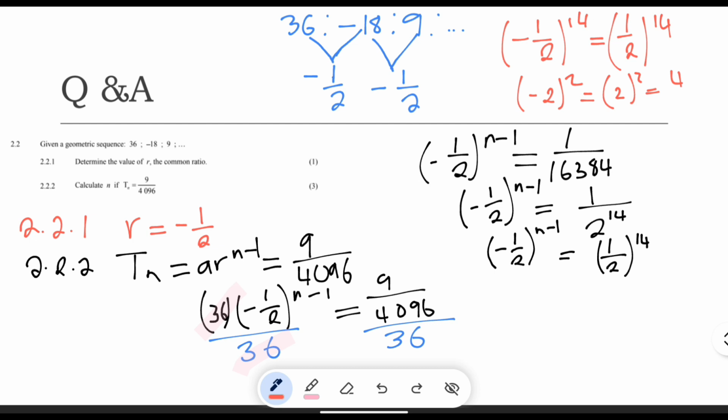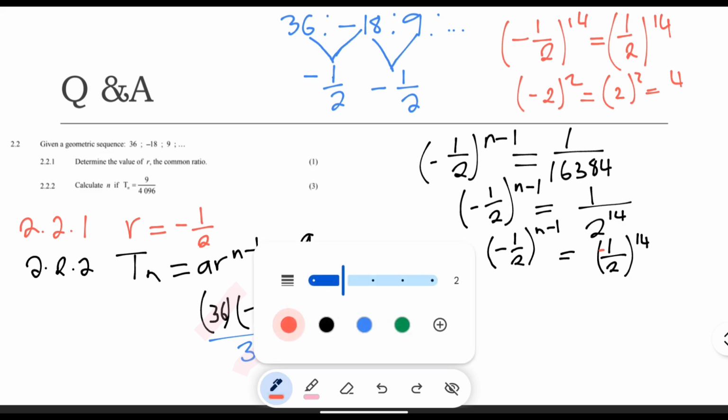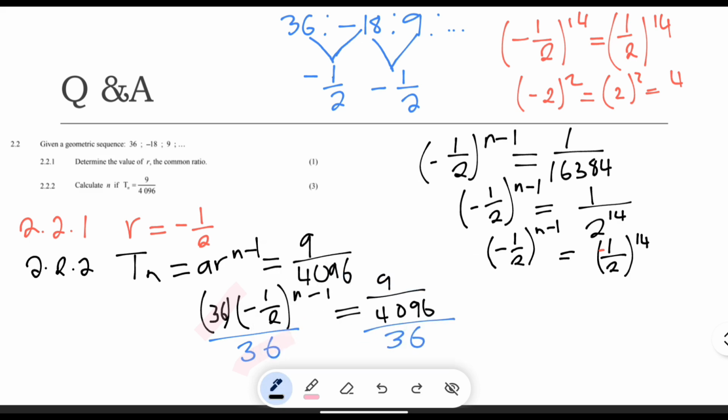So in this case, we're going to introduce negative so that our base can be the same, and then move forward. Then our bases are the same. Then we'll have n minus 1 equal to 14, and then our n will be equal to 15. Then you go get your 3 marks.